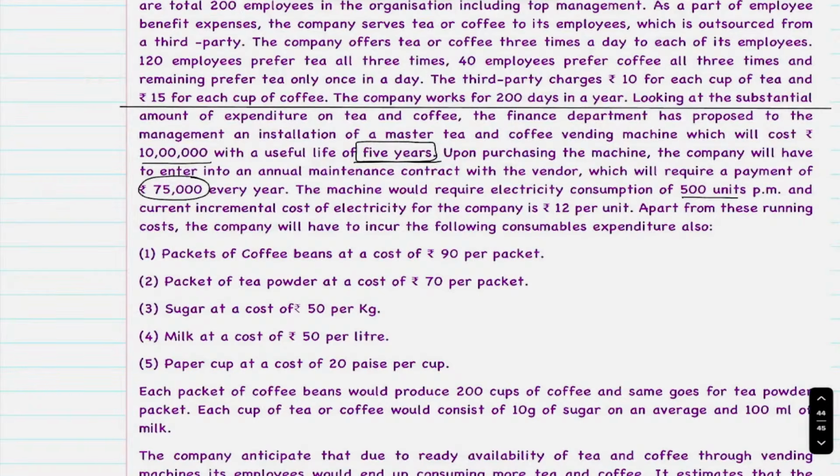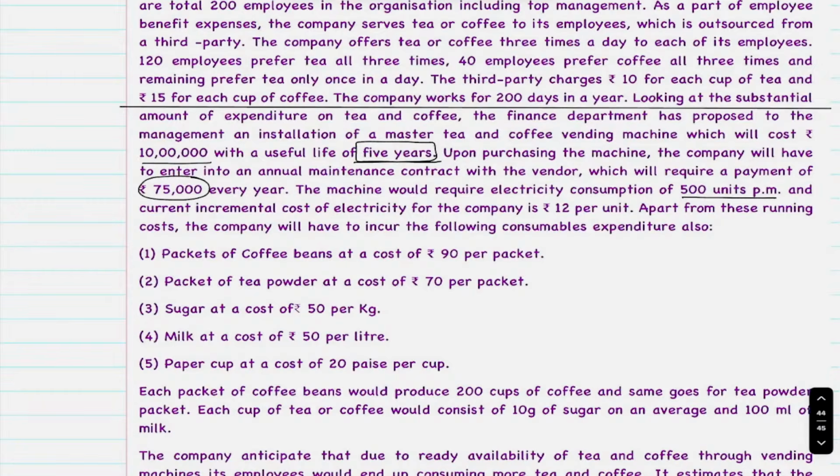The machine requires how many units per month? How many months? Under 6,000 units. Each unit costs how much? So 72,000. You understood the 72,000 concept clearly? Yeah? Very good. Next.